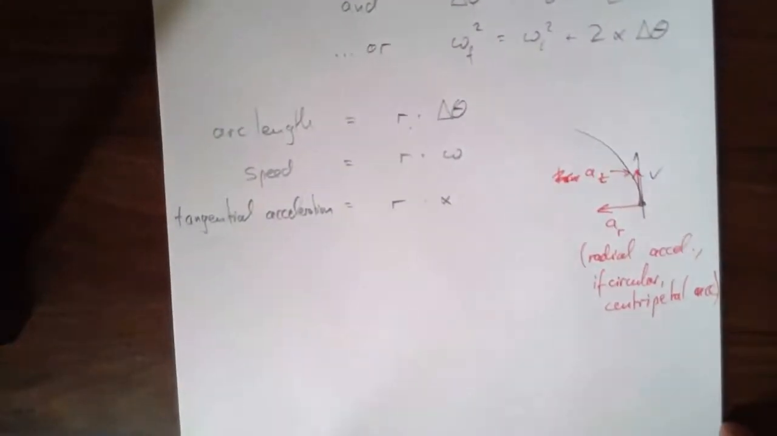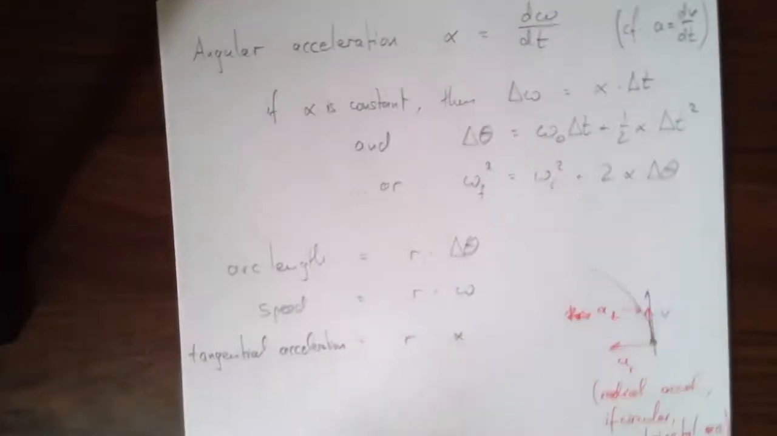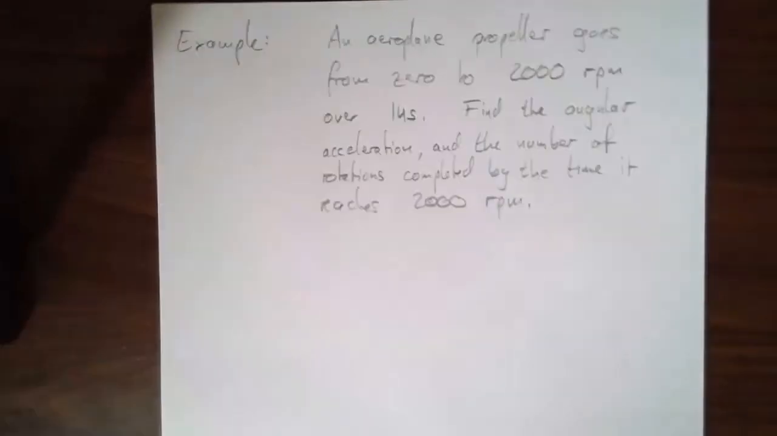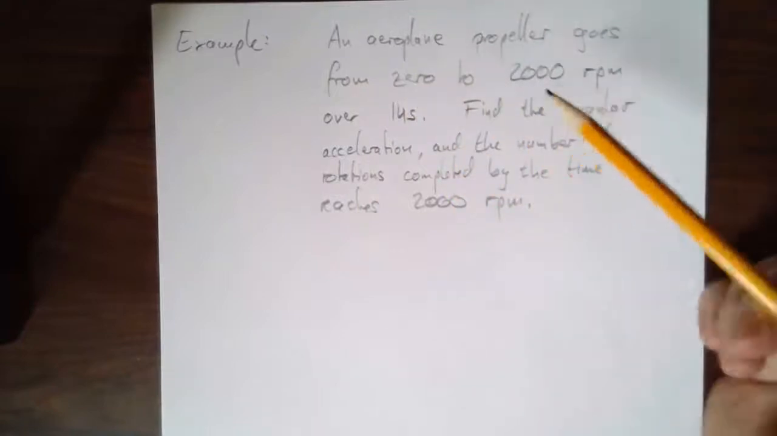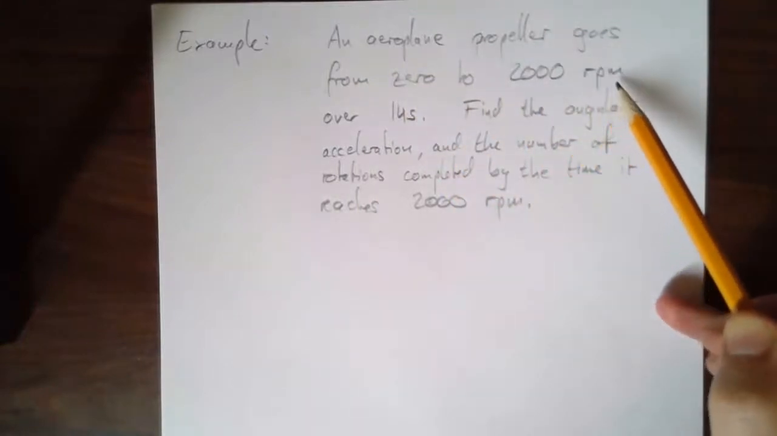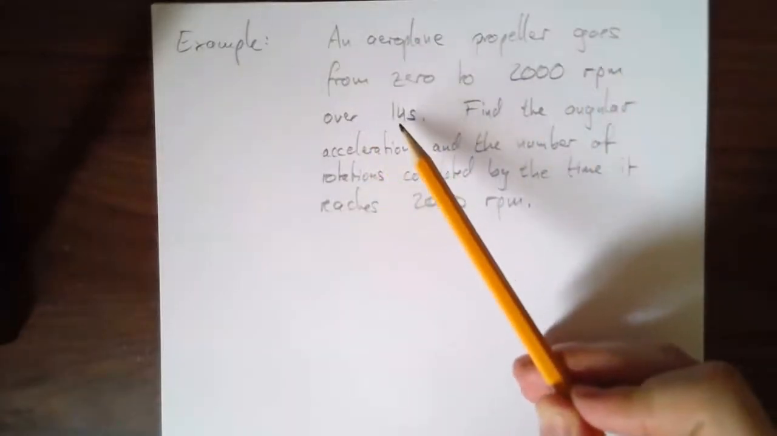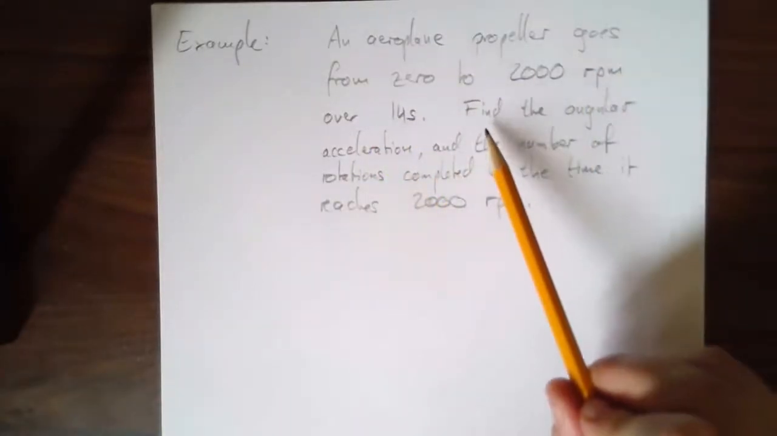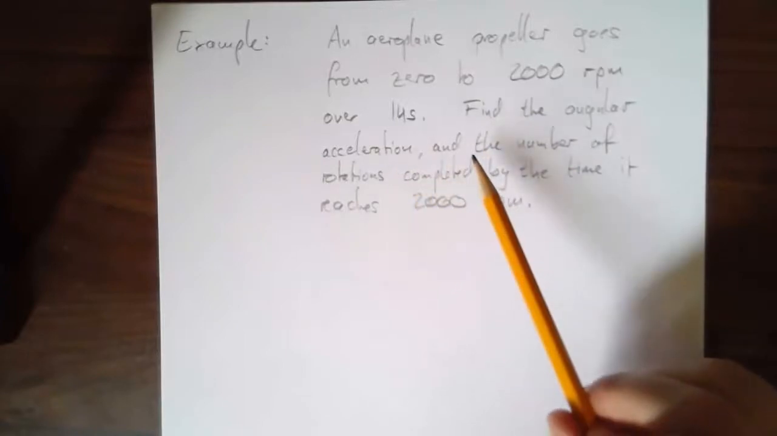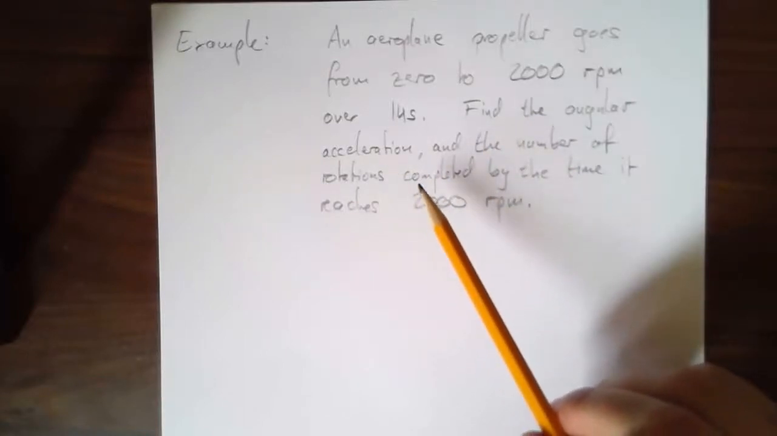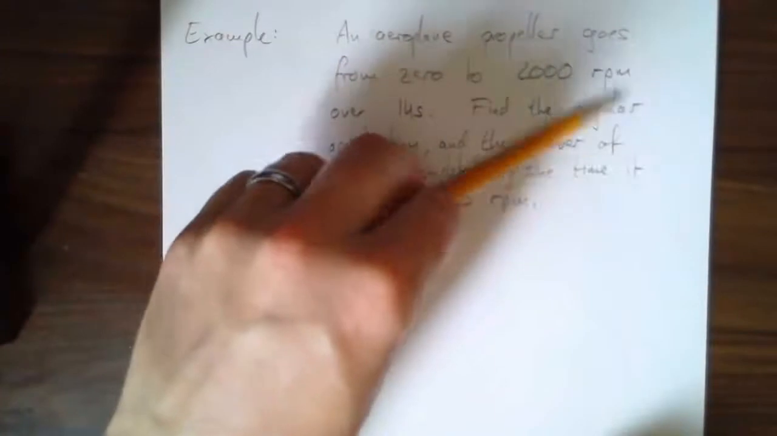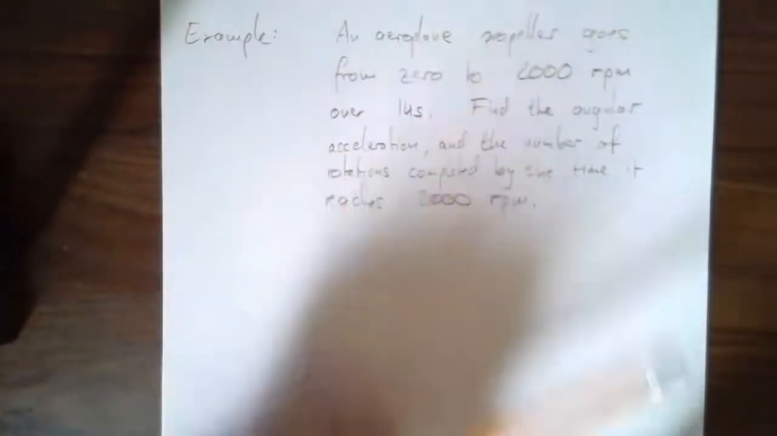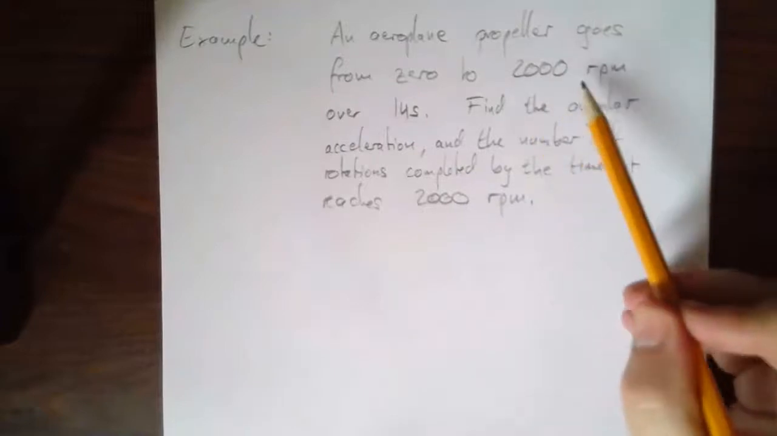Alright, so let's do an example involving angular acceleration. Here's the example I want to think about. An airplane propeller goes from 0 to 2000 RPM, rotations per minute, over the course of 14 seconds. Find the angular acceleration and the number of rotations completed by the time it reaches 2000 RPM. So it starts at rest. Here's my propeller. It starts spinning. It's going faster. And at some point, it reaches 2000 rotations per minute.